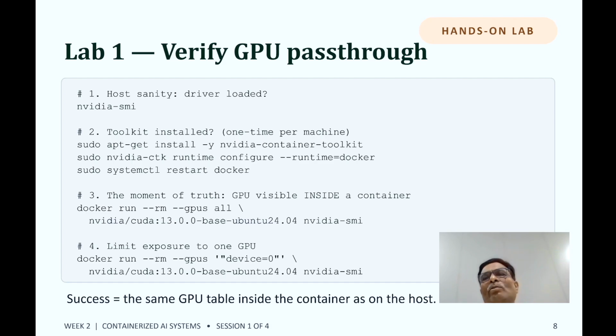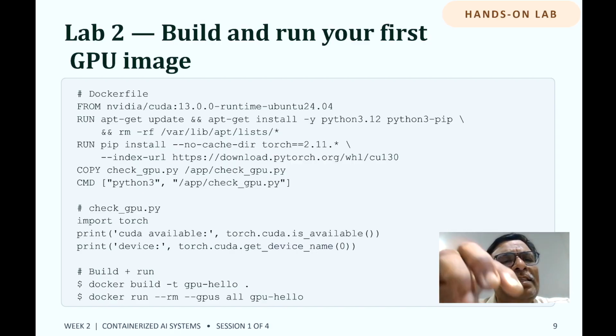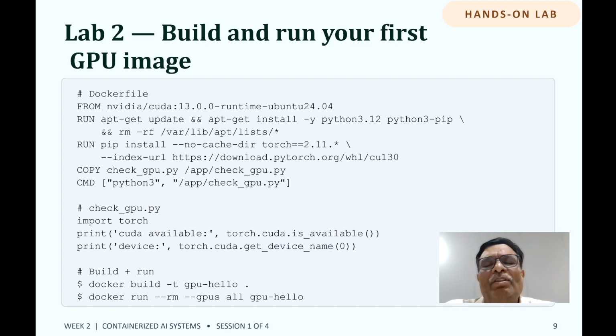I'll tell you the setup which I have for doing all the labs in all my sessions. Okay, so today we will go through it. I will show you this particular lab, and then we will do lab 2, wherein we are building and running our first GPU image. Again, it's a step-by-step thing, and then we will see a hello world program type of stuff using docker run. Okay, so these are the two things which we will be doing in this particular session.